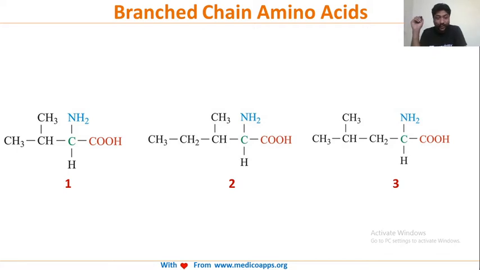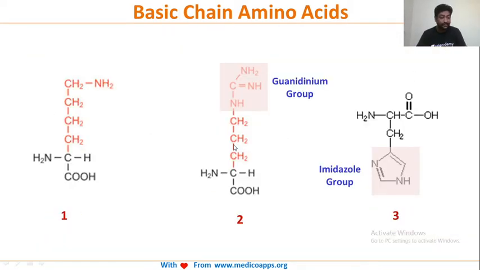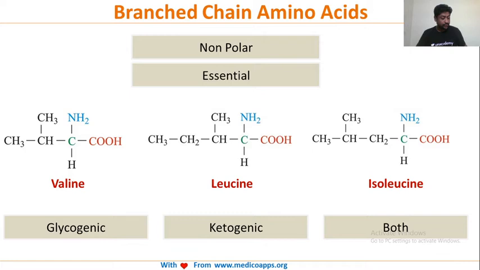Very good. So basically the first amino acid is valine. This is leucine and this is isoleucine. These are branch chain amino acids. This is 3 carbon, this is again 4 carbon and this is 4 carbon. That is why leucine and isoleucine have the same name. They are isomers. Here it is attached on the second carbon of the side chain, and here it is on this carbon.